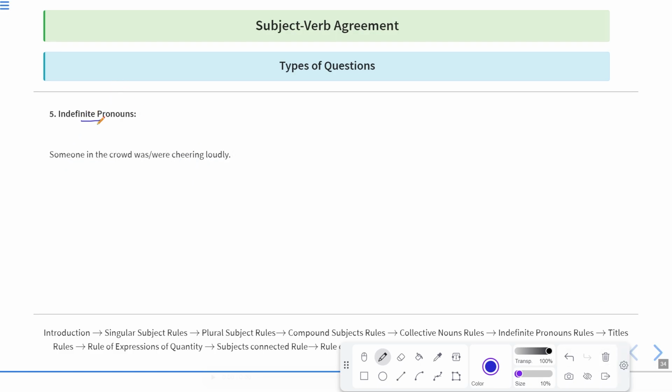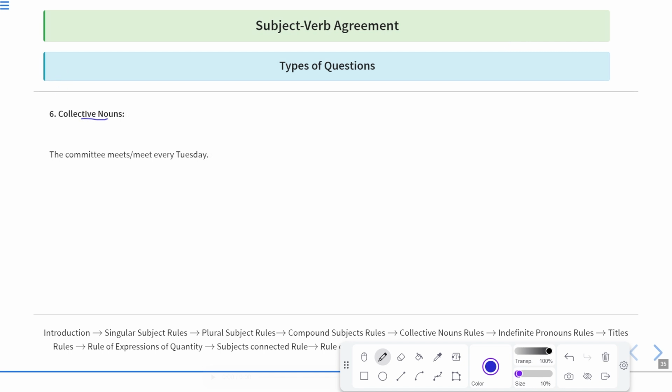This is an indefinite pronoun question. Someone in the crowd was or were cheering loudly. So obviously someone is always used or considered singular. Therefore was will be used over here. So the correct answer will be someone in the crowd was cheering loudly. Now let us move to the next one.